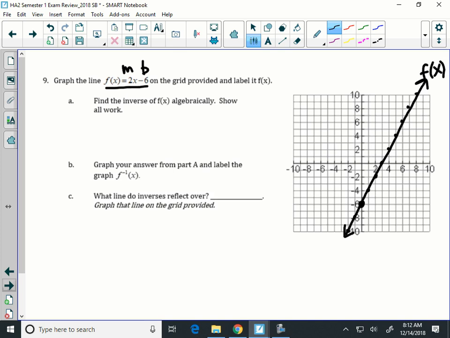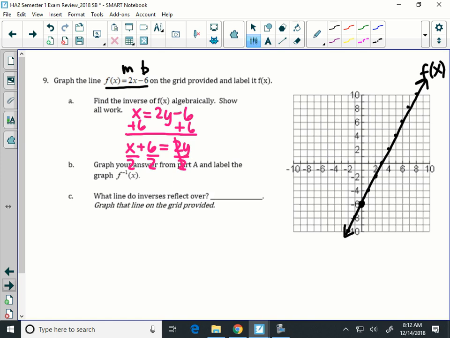Now we need to find the inverse of this graph, which just like above, means you need to switch the x and the y values. So I'm going to start by writing this as x equals 2y minus 6. To solve this for y, I'm going to add 6 to both sides. Now then x plus 6 equals 2y. And then you need to divide every term by 2.